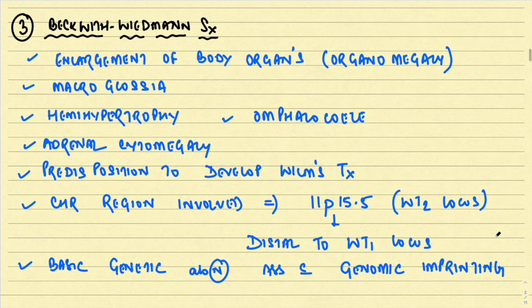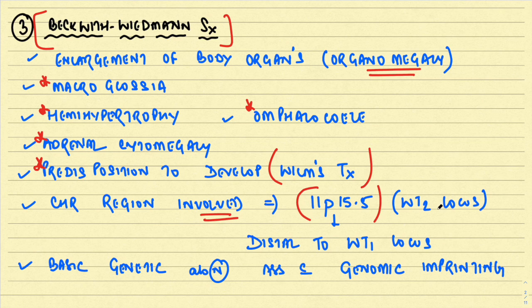Coming to the third important syndrome, called Beckwith-Wiedemann syndrome. Now this is characterized by enlargement of the body organs. So there is organomegaly, macroglossia, hemihypertrophy, omphalocele, adrenal cytomegaly, and also a predisposition to develop Wilms tumor. The chromosomal region involved in this syndrome is 11p15.5, and this region corresponds to the WT2 locus. So this is distal to the WT1 locus.